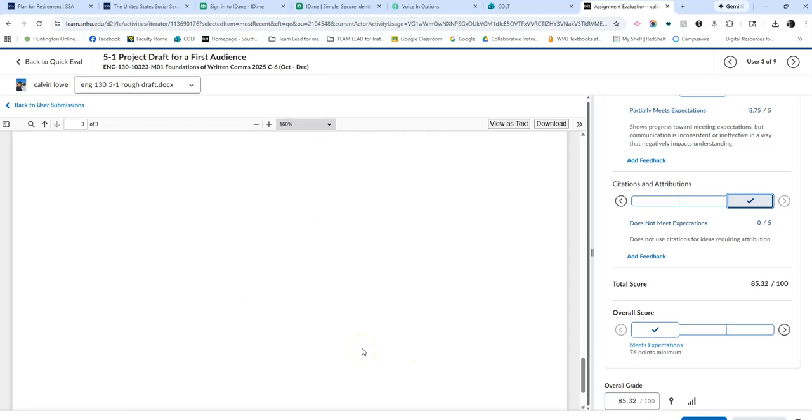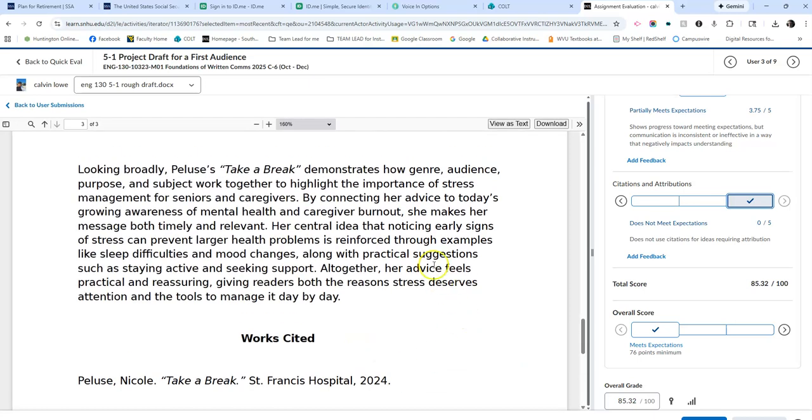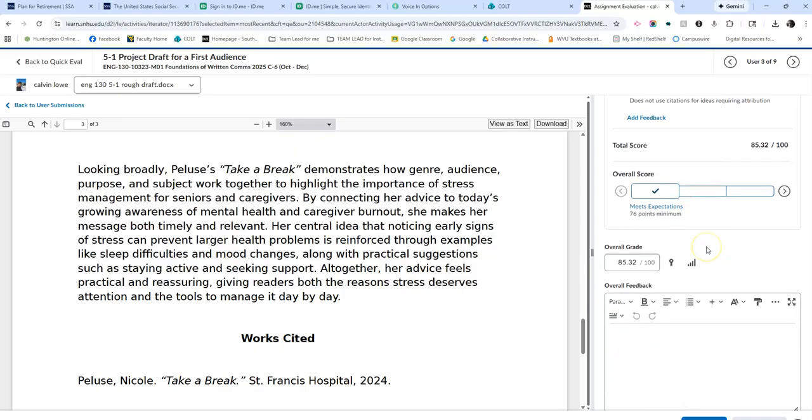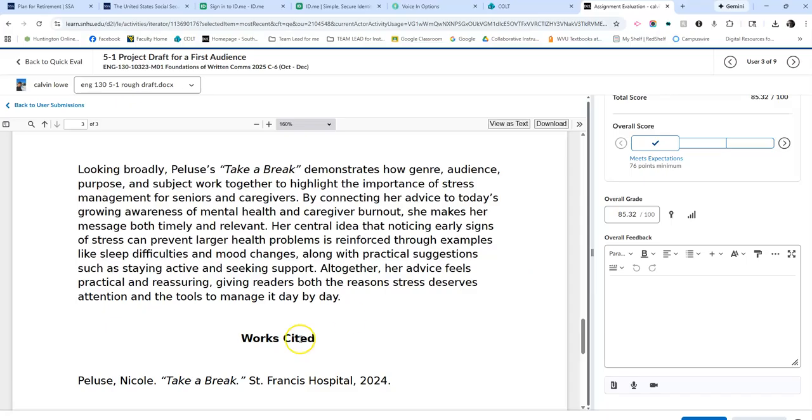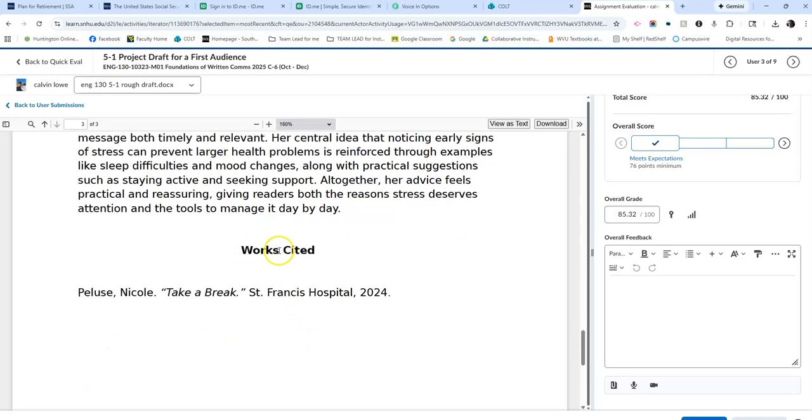But that's about it. So yes, you need to work on these things, revise and edit this, and be sure to use that exemplar. Let that exemplar guide you, okay? So that will do it for my evaluation here. And as always, if you have questions or need help, just let me know. Oh, and by the way, you delete this S here because you've only got one work there. So it would be work cited. All right, that's it.